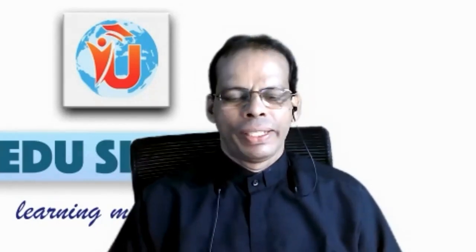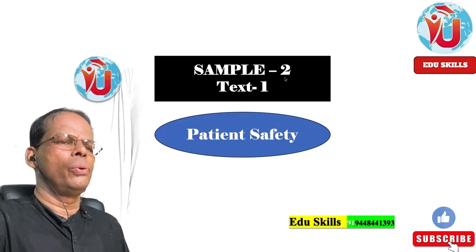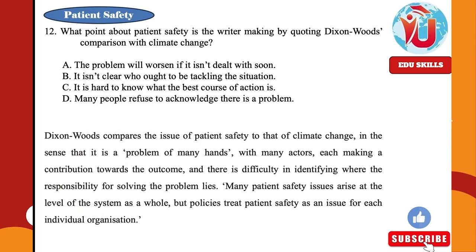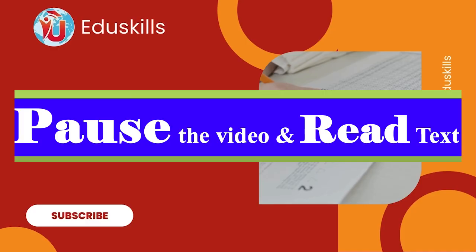And today we are going to deal with reading part C. Sample 2, text 1. Thank you, OET, for allowing me to use this text. What point about patient safety is the writer making by quoting a Dixon Woods comparison with climate change? Option A, the problem will worsen if it isn't dealt with soon. Option B, it isn't clear who ought to be tackling the situation. Option C, it is hard to know what the best course of action is. Option D, many people refuse to acknowledge there is a problem.